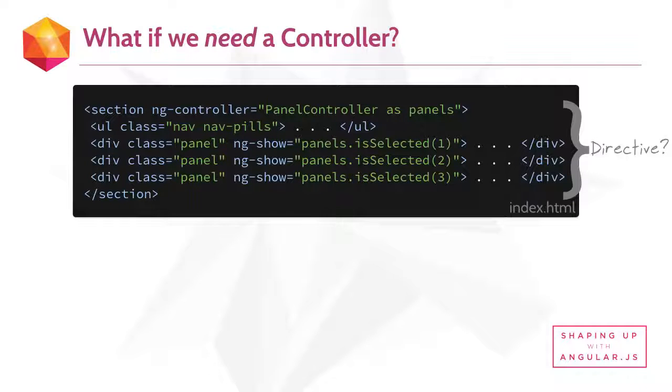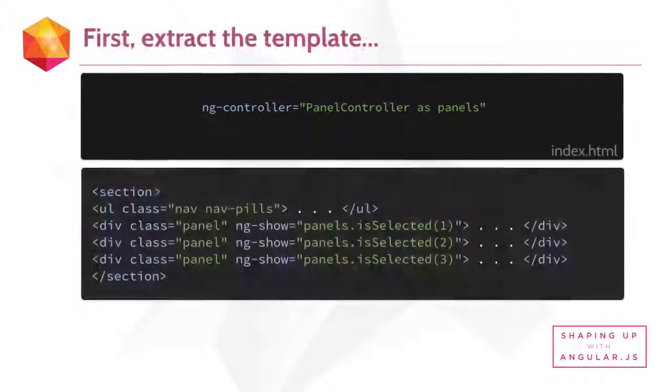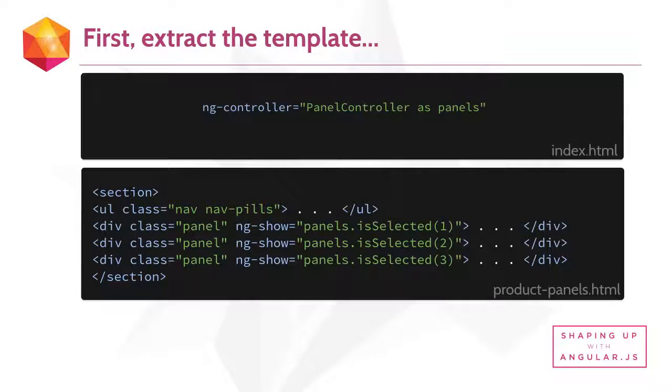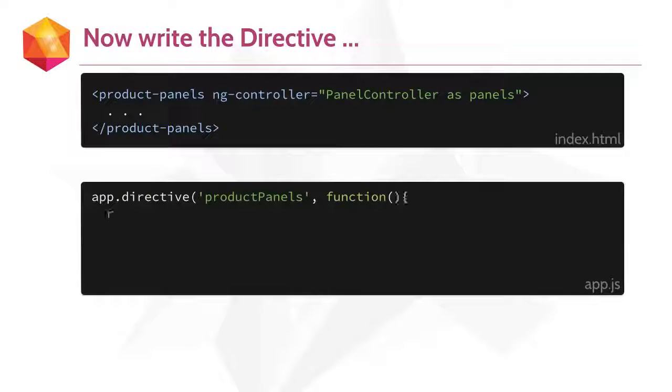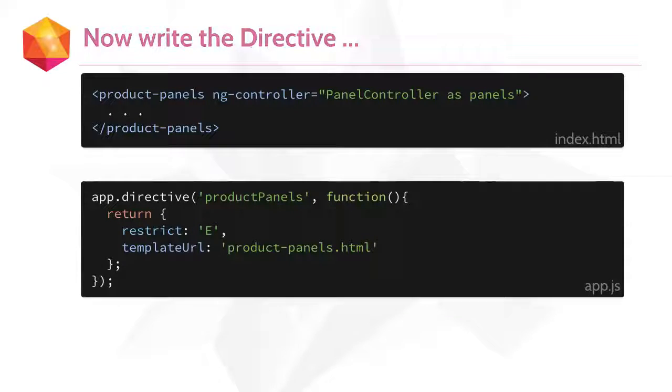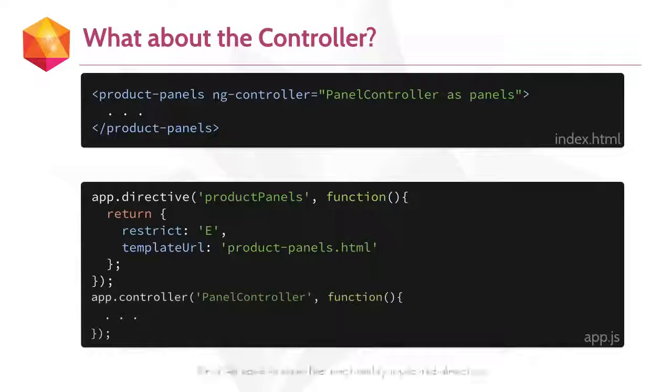First step, as you might imagine, is we're going to take this code and pull it out into the product-panels.html. Inside our index.html, we'll create the product-panels custom directive. Then in our app.js, we'll start defining the custom directive. We'll call it productPanels. Notice the camel case. It's an element directive, so we write restrict E, and the template here is going to be product-panels.html.